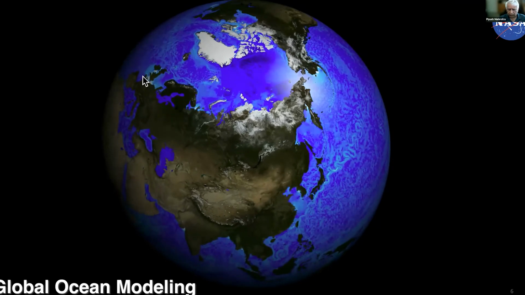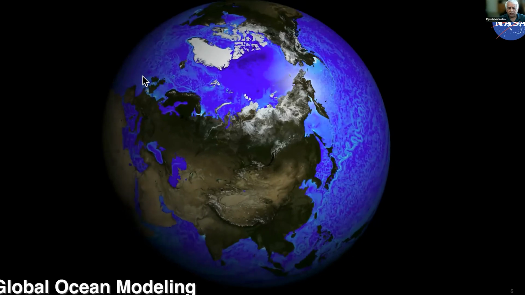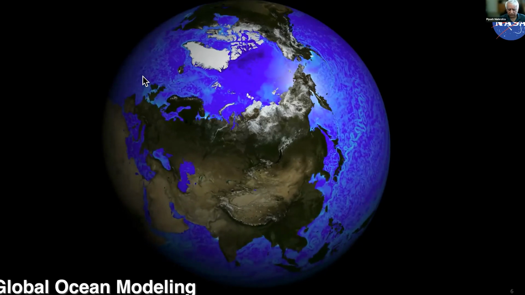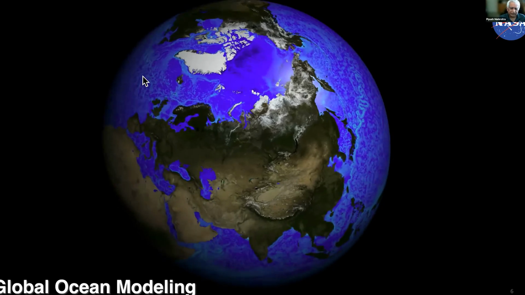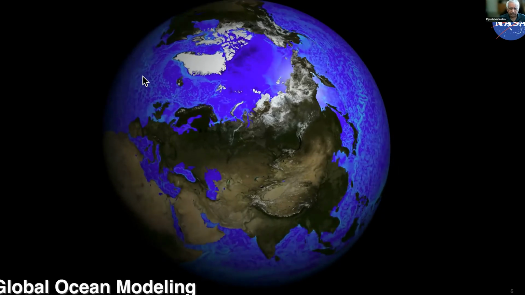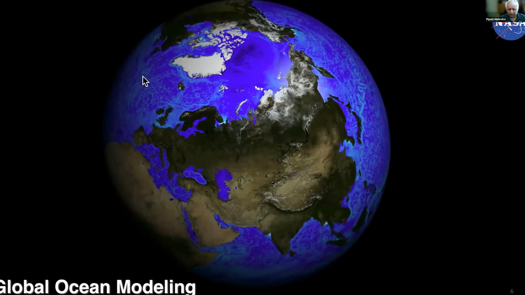What you're seeing here is the velocity of the water. It's the lighter the color, the higher the velocity. They also have 90 grid levels going deep into the ocean, all the way to 5 kilometers deep.